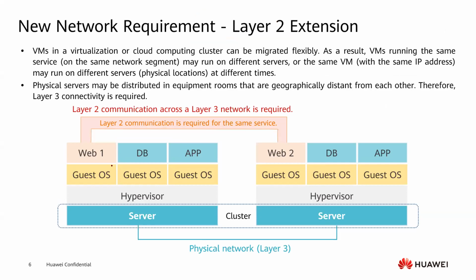Another very common requirement in virtualization networks is Layer 2 extension. What does it mean? In a cloud computing network, we find that a virtual machine is not a physical server. It is just a virtual machine, just like a file. You can imagine it as a file. We can copy it from one computer to another, and the virtual machine is the same.